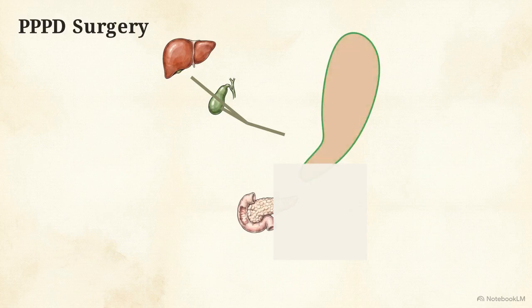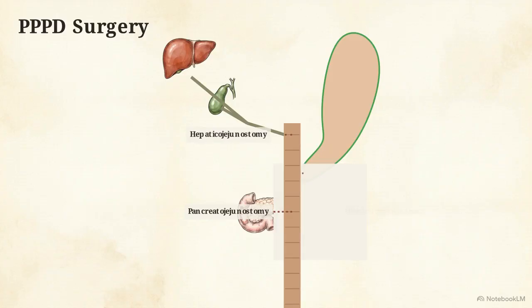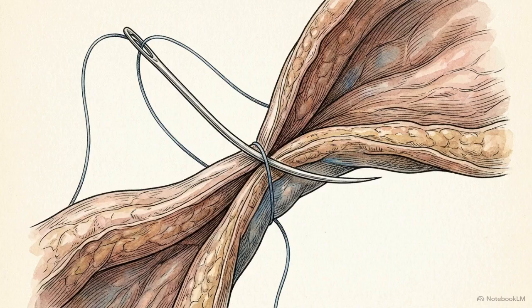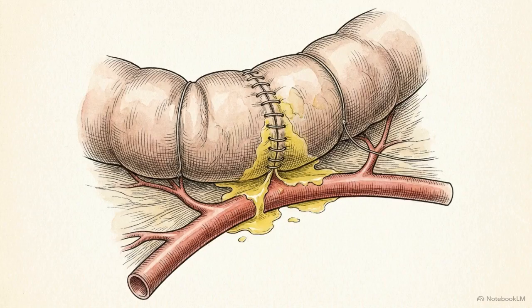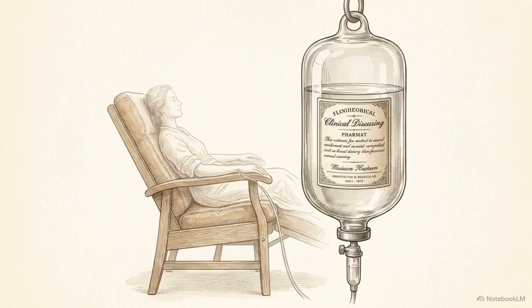Reconstruction requires 3 high-risk anastomoses: the pancreatojejunostomy, hepatojejunostomy, and duodenojejunostomy. These complex connections carry immense risk. A postoperative pancreatic fistula occurs when pancreatic juice leaks from the anastomosis, a primary, potentially catastrophic complication that can erode nearby vessels. Even a flawless surgery is only the beginning.